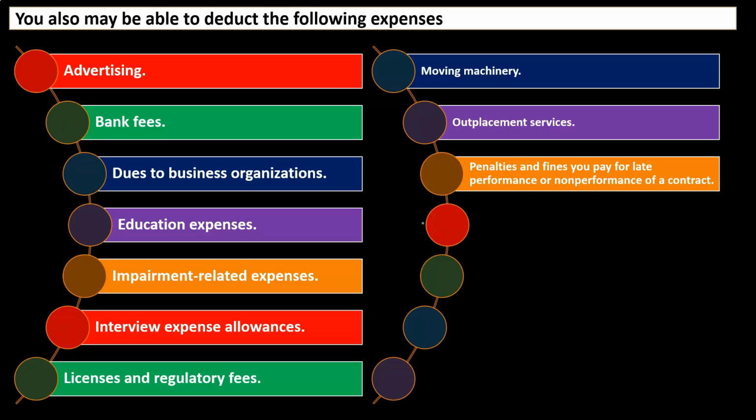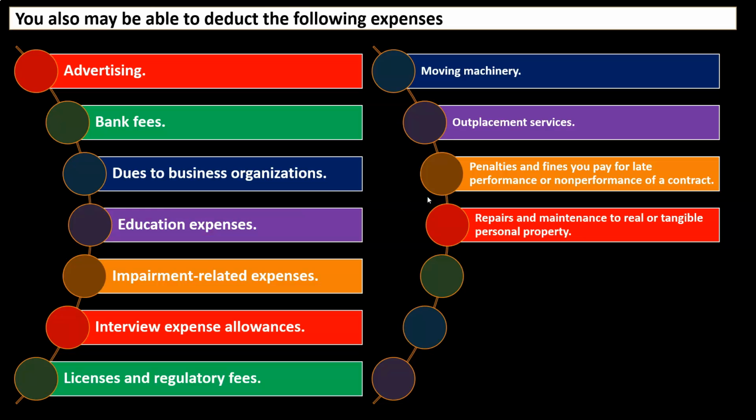Penalties and fines you pay for late performance or non-performance of a contract. So these are penalties and fines during the normal course of business related to the contract. Remember that that's different than penalties related to the IRS. If the IRS penalizes for late payment or something like that, you may not be able to deduct the penalties. You may be able to deduct the interest related to it.